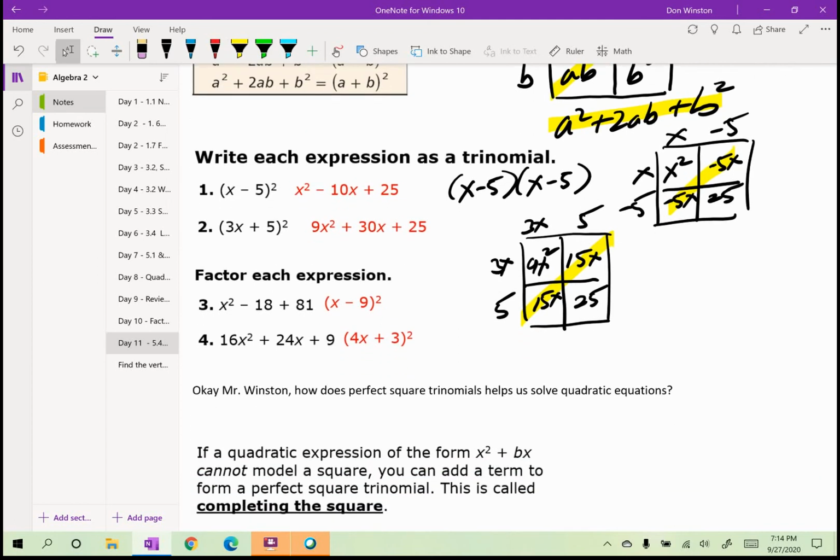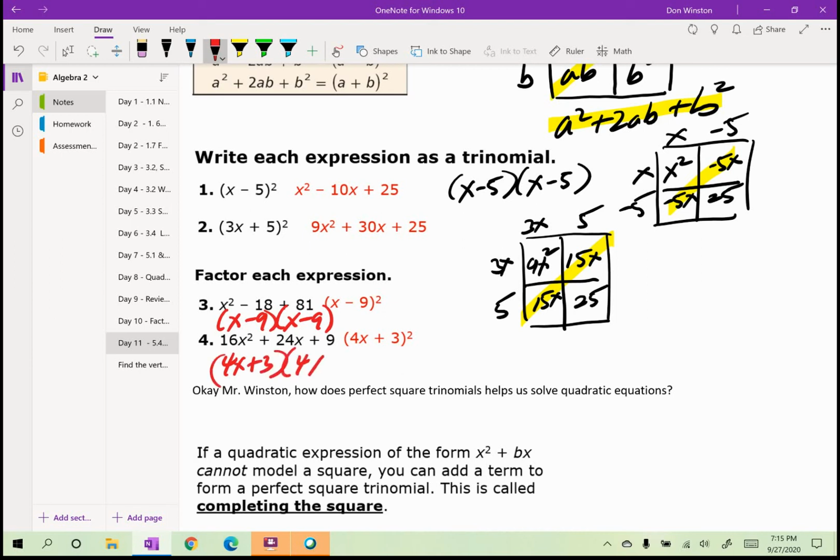And then again, x squared minus 18x plus 81 would be a perfect square trinomial. If you factor that, factors of 81 that add up to negative 18, that would be x minus 9 times x minus 9. It's a perfect square trinomial. And then if you did the crisscross method for 16x squared plus 24x plus 9, you would get 4x plus 3 times 4x plus 3.